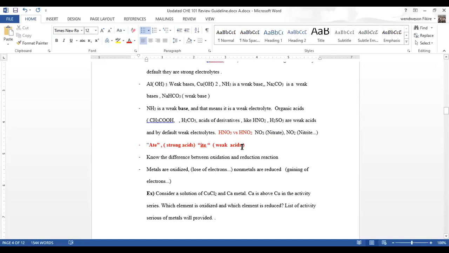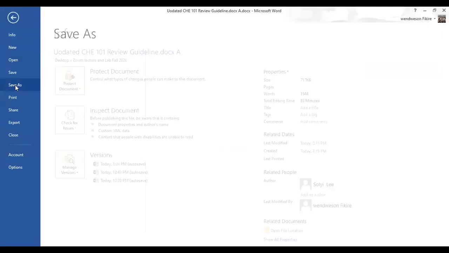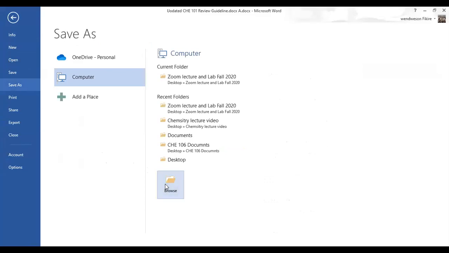Okay, know the difference between oxidation and reduction reactions. We learned and discussed oxidation and reduction. Let me just save this because later on I'm going to send this to you along with the video presentation today.